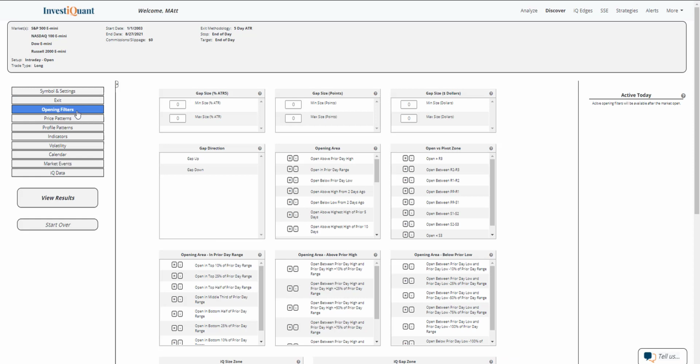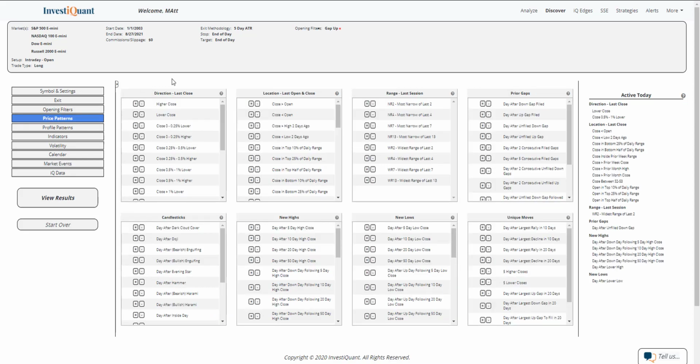So I'm going to add that from the opening filters library by going to Gap Direction and clicking on Gap Up. Next, I'm going to go into the price patterns library, and I'm going to describe the price action that has taken place as of yesterday. I'm going to say that the market opened in the top portion of the daily range. It closed in the bottom portion of the daily range. So that will make kind of like a trend-like pattern that took place during the intraday session.